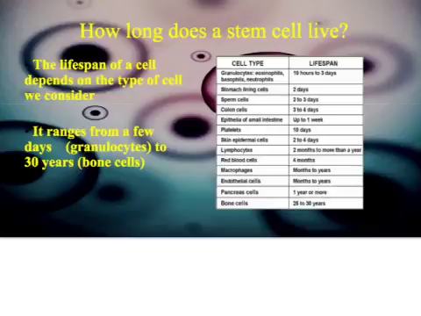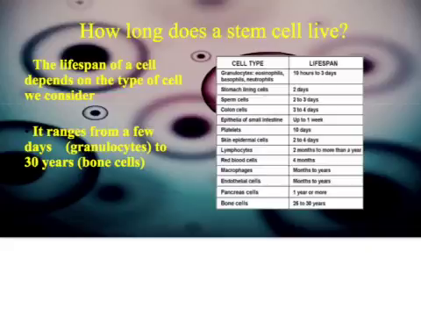First of all, we should know when we need stem cells. We do need stem cells when specialized cells can't reproduce themselves anymore, so we need something that replaces them, and these are stem cells. Anyway, we need to know how long a cell lives. The lifespan of cells is very different from one to another, and it spreads from a couple of days for granulocytes, for example, to 30 years for cells such as bone cells.